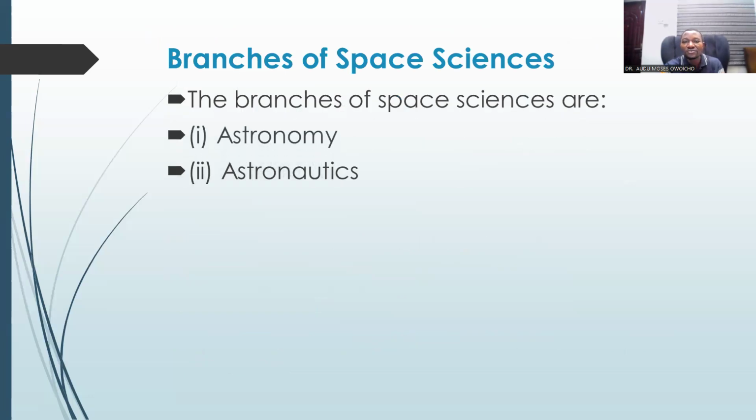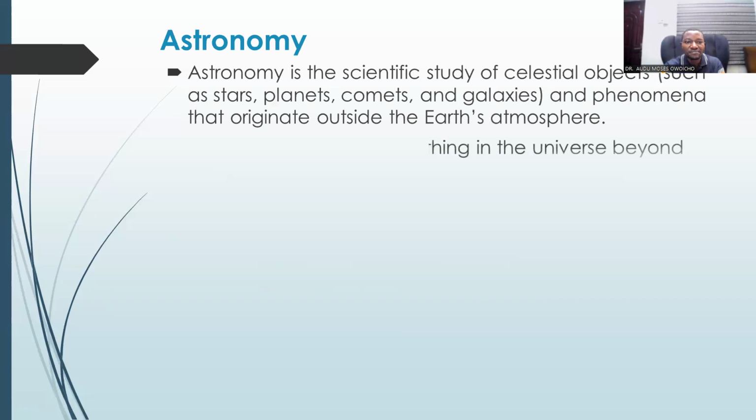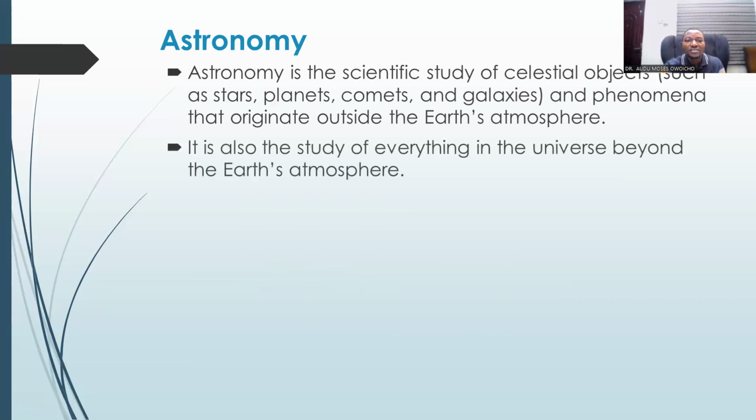We have two branches of space sciences. We have astronomy and astronautics. Let's look at each of them. Astronomy is the scientific study of celestial objects such as the star, planet, comet, and galaxy, and the phenomena that originate outside the Earth's atmosphere. It is also the study of everything in the universe beyond the planet Earth.